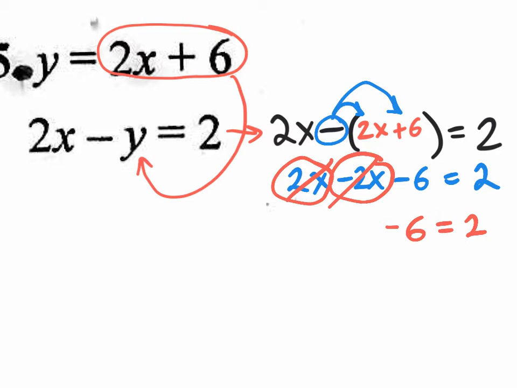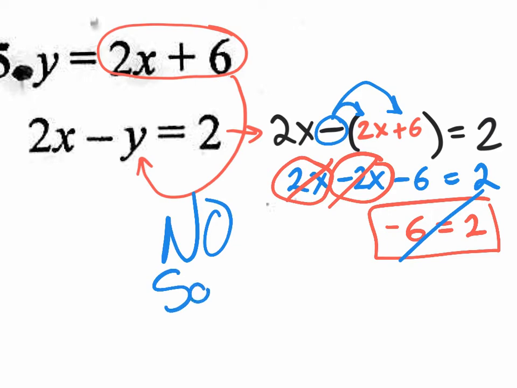Can negative 6 ever equal positive 2? Heck no. So that is impossible. So we say no, as in no solution. That's right. You could also do the symbol.